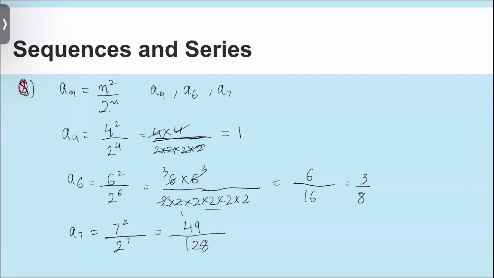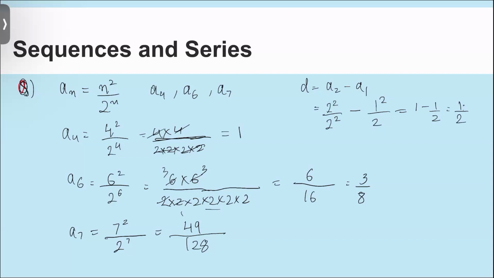Now let's see if we can find any common difference over here. Common difference would be a2 minus a1. So let's just solve for a2 and a1 also. So a2 would be 2 squared upon 2 raised to 2, minus 1 squared upon 2. This becomes 1, so this is 1 minus 1 by 2. So that is actually 2 minus 1, so you have 1 by 2.